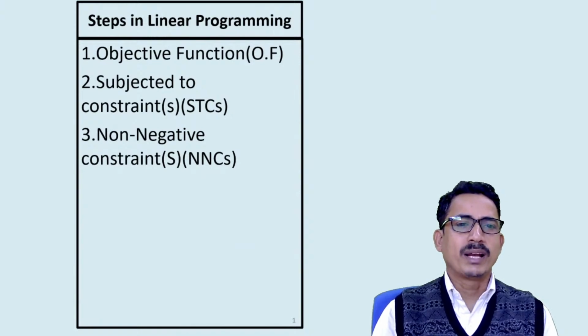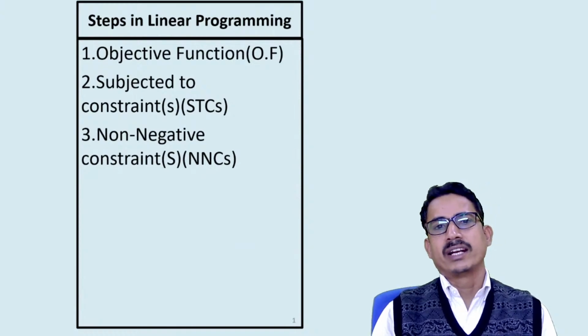So when you combine both, that is called non-negative. Non-negative means the value should always be greater than or equal to 0. Either it should be 0 or positive, because non-negative always says two things: either it should be positive or it should be 0. But negative is not accepted. So this is all about your objective function, subject to constraints, and about non-negative constraints.